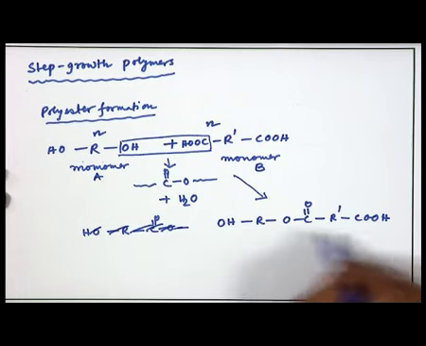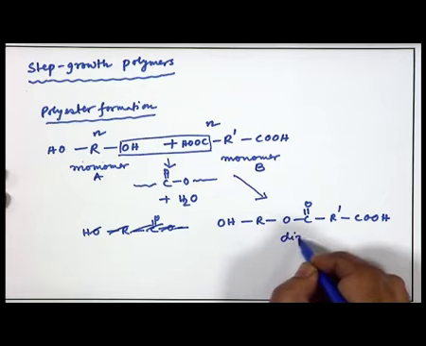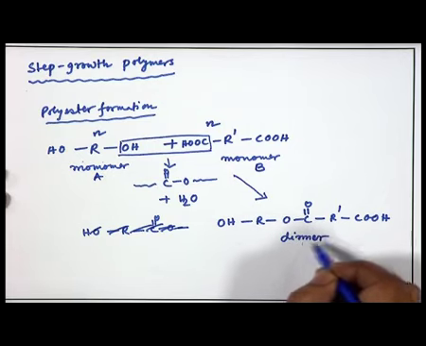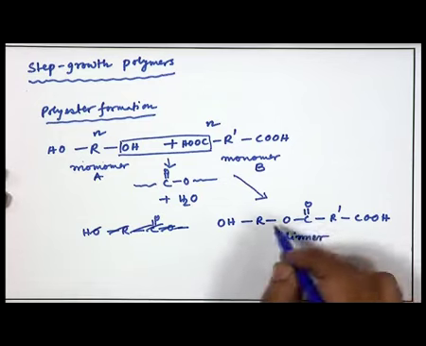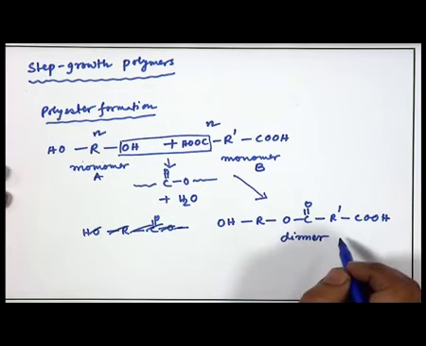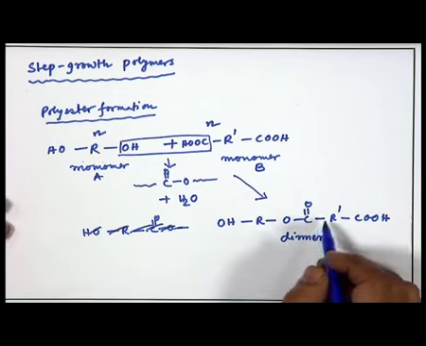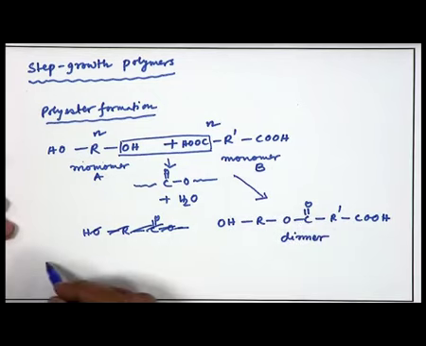Now, this contains 2 monomers. So, this is a dimer. Remember, the name mer is unit, di is 2. So, this is 2 units in this case. So, we call it a dimer. Now what happens? The dimer will react with some monomers.